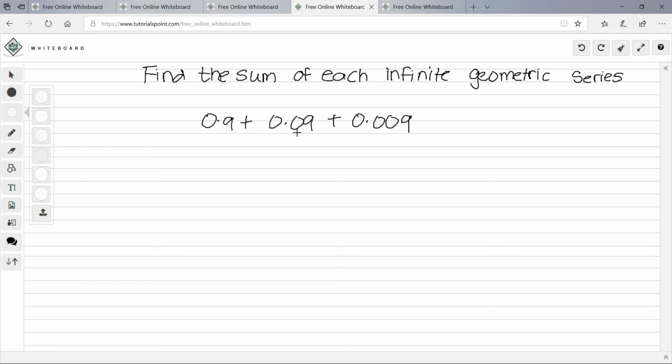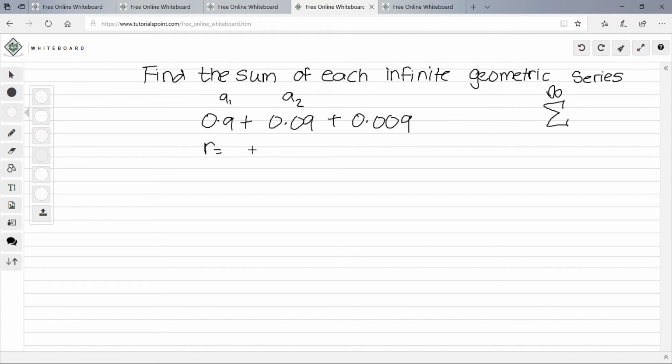So let's say it says find the sum of each infinite. What infinite means is it's going to go to infinity of a geometric sequence. So if this is a geometric sequence, it must have a common ratio. So this is our first term and this is our second term.